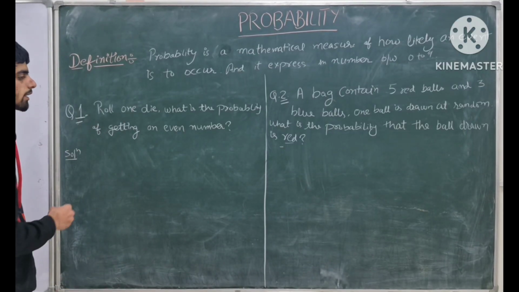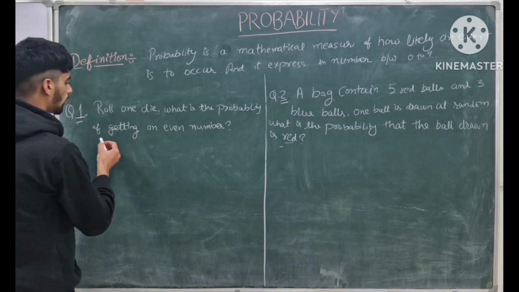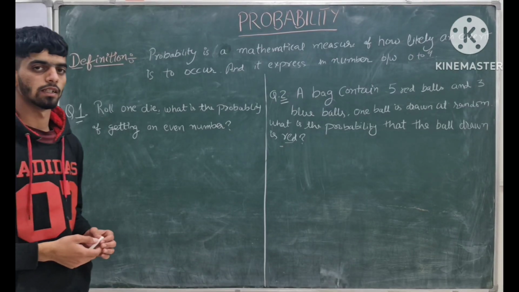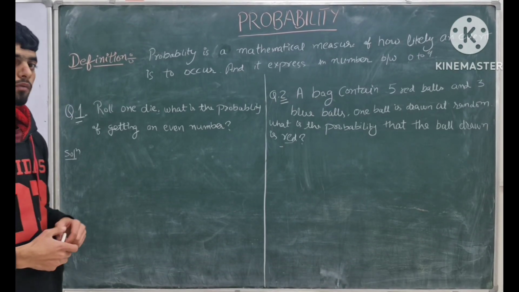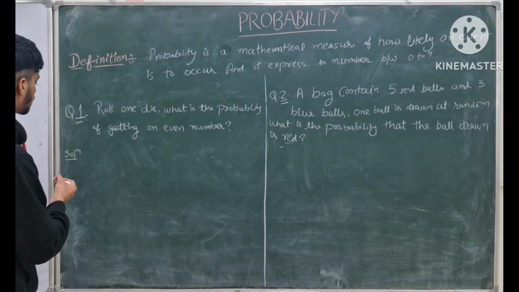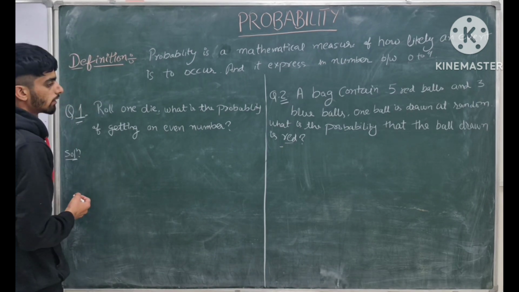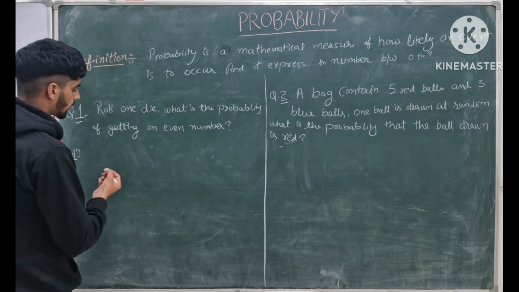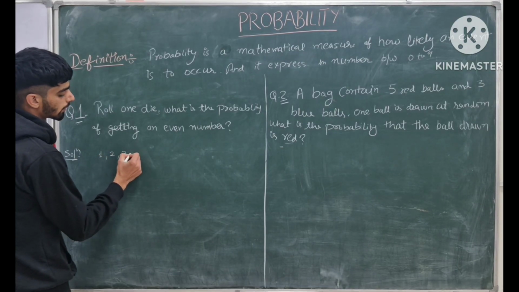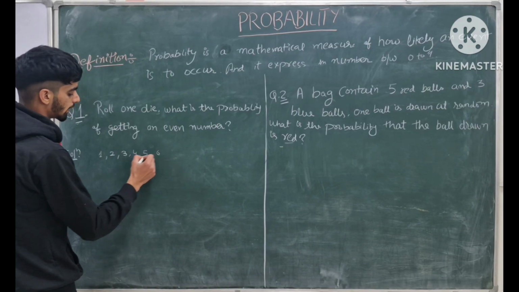The first question is: we roll a die, and what is the probability of getting an even number? So what does this question say? That we roll a die and we have to find the probability of getting an even number. Let's solve this problem. When we roll a die, there are 6 possible outcomes. It can be 1, 2, 3, 4, 5, or 6.